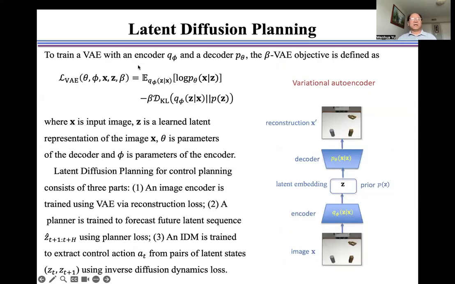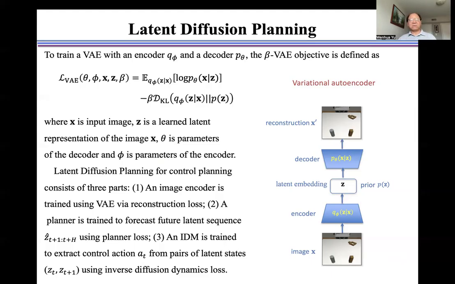To train a VAE with encoder q_phi and decoder p_theta, the beta-VAE objective is defined as here and explained in this figure. Where X is an input image, Z is a learned latent representation of the image X, theta is the parameters of the decoder, and phi is the parameters of the encoder.